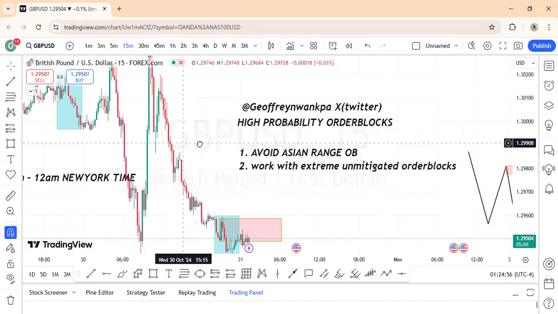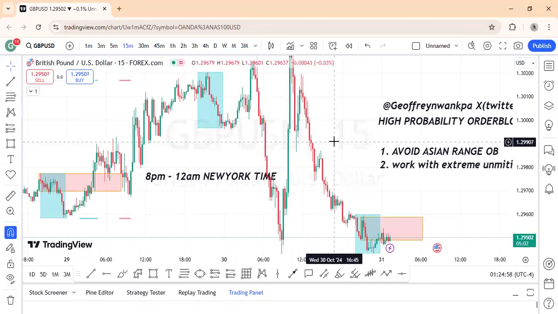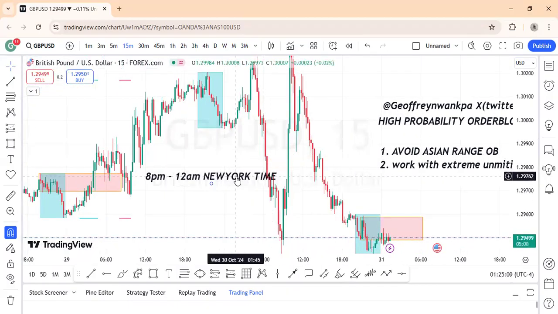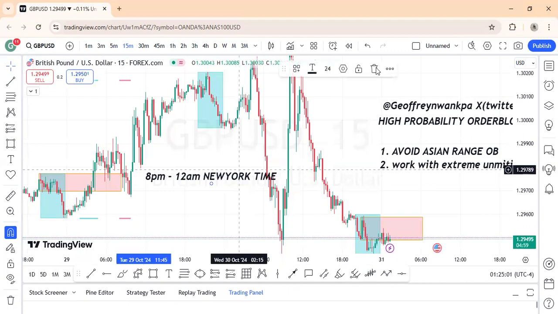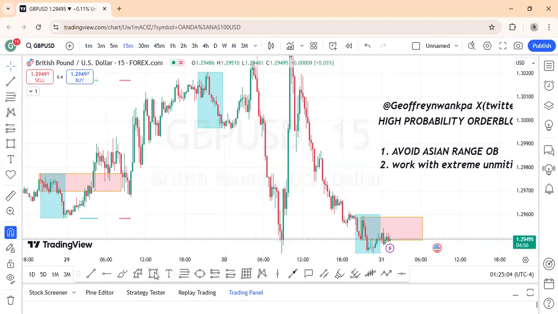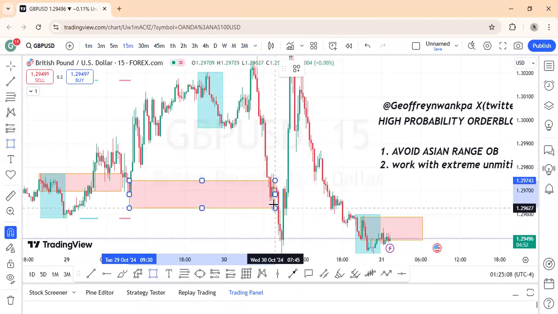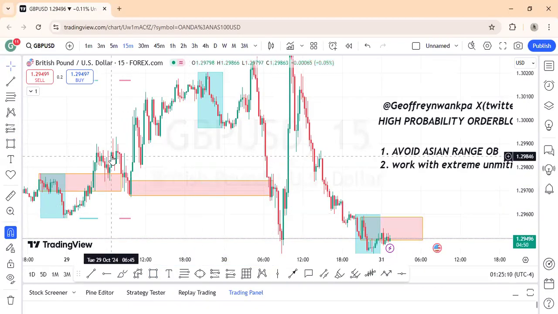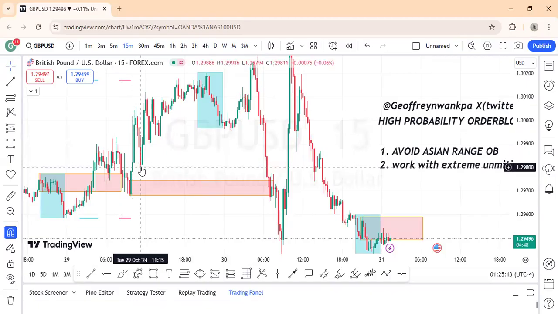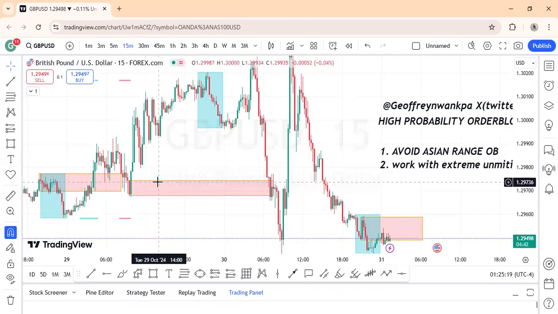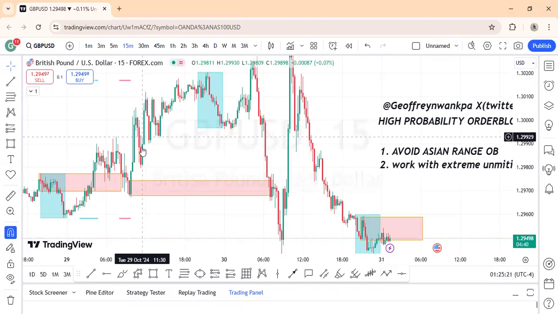Like now, look at this. This is an extreme order block, right? Now, this order block you see here, can you see that price did not tap into it? Price left it untouched and then went higher. So the order block that was untouched, that the market did not tap into, is called unmitigated. This one hasn't been tapped into.